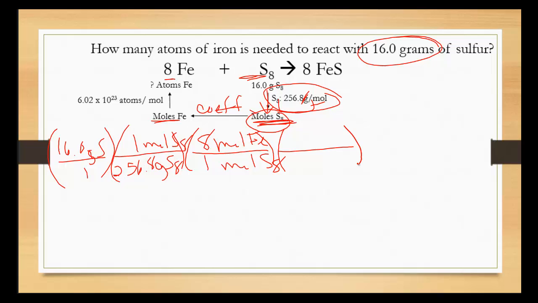Now we're going to go from moles to atoms. Moles of Fe to atoms of Fe. I should have given myself more room. Alright, so here's our conversion factor. For moles, it's per mole, so it's 1 mole. And then for atoms, it's 6.02 times 10 to the 23rd. It's Avogadro's number.